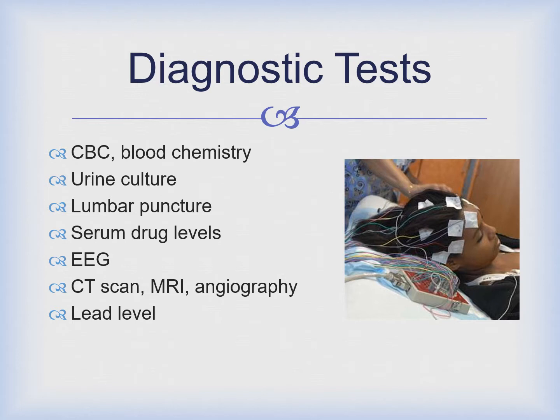EEG is something you see here in the picture where we measure the electrical brain activity for the patient, and we're going to talk a little more in depth on that in just a second. The reasons I might do CT, MRI, or angiography is to see if there's a brain lesion or a brain tumor, or maybe there's just some structural problem in the brain that could be causing the seizure activity. So that's what that would do. And then lead level, that's just one environmental cause, but they list it here to show you that we would also be looking for environmental causes of the seizures.